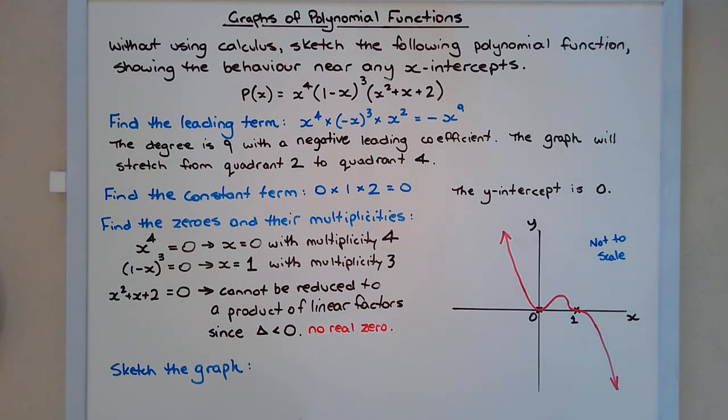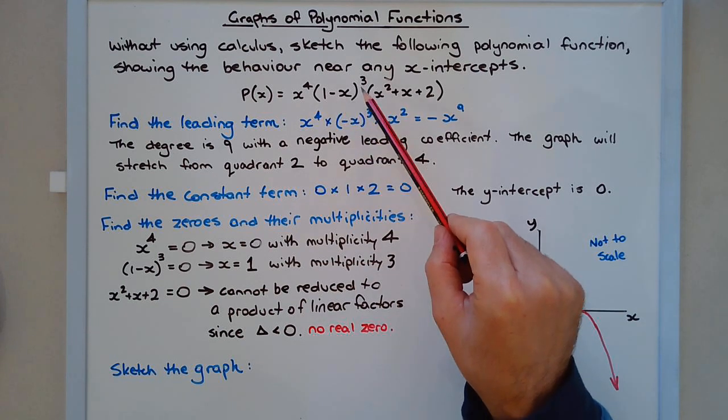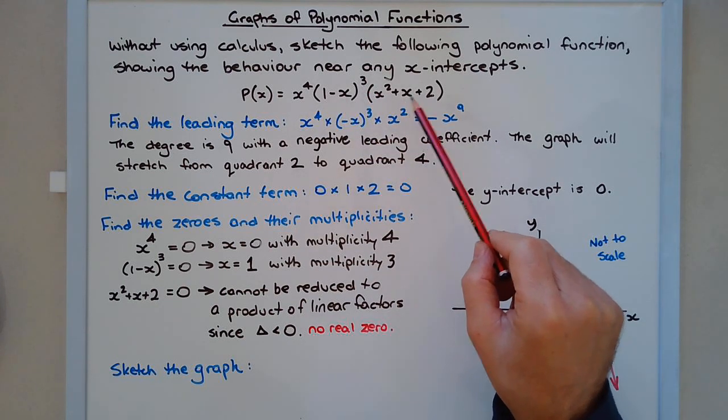Without using calculus, sketch the following polynomial function showing the behavior near any x intercepts. P of x equals x to the power of 4 multiplied by (1 minus x) all cubed multiplied by (x squared plus x plus 2).